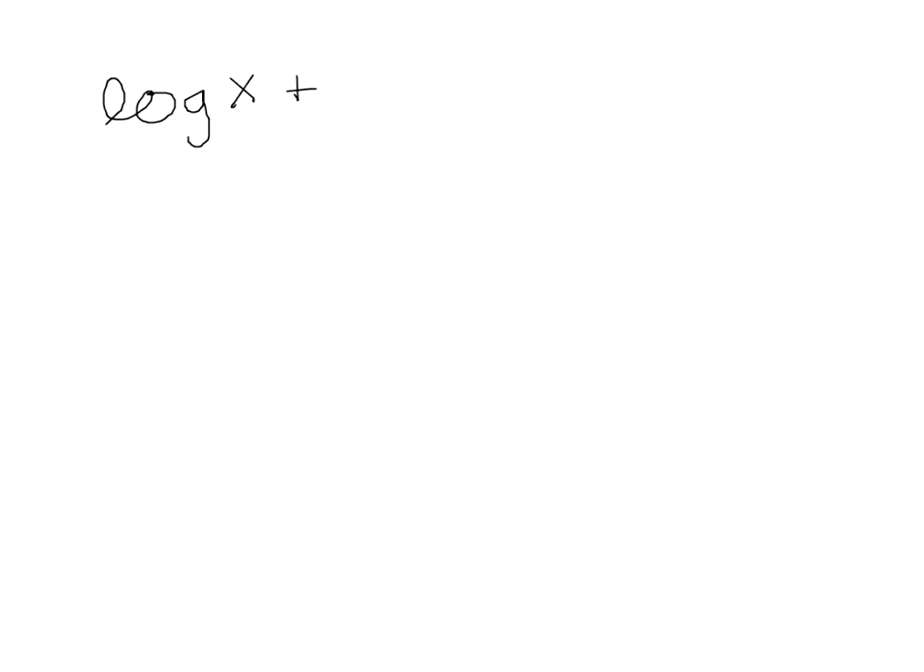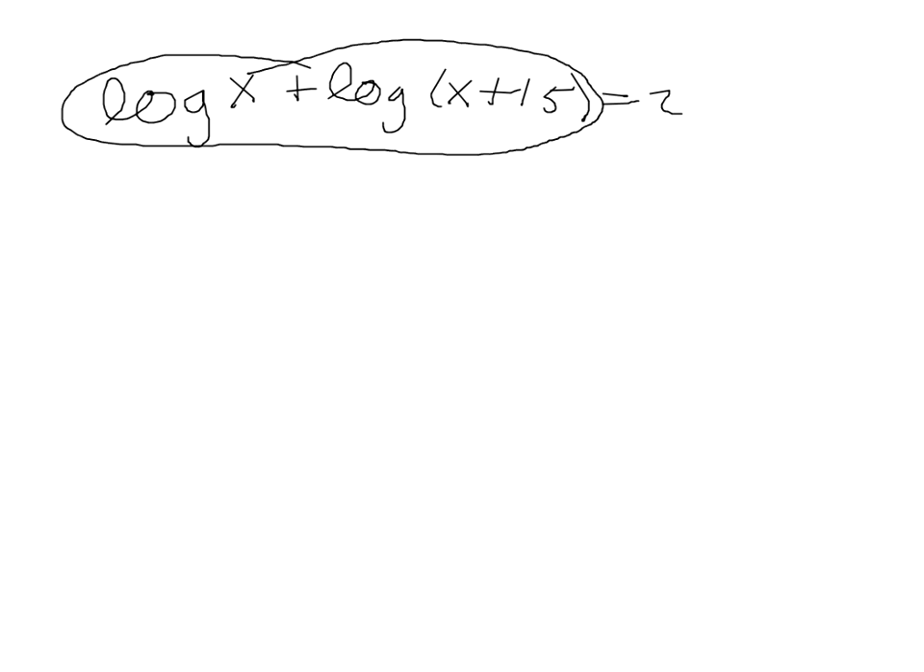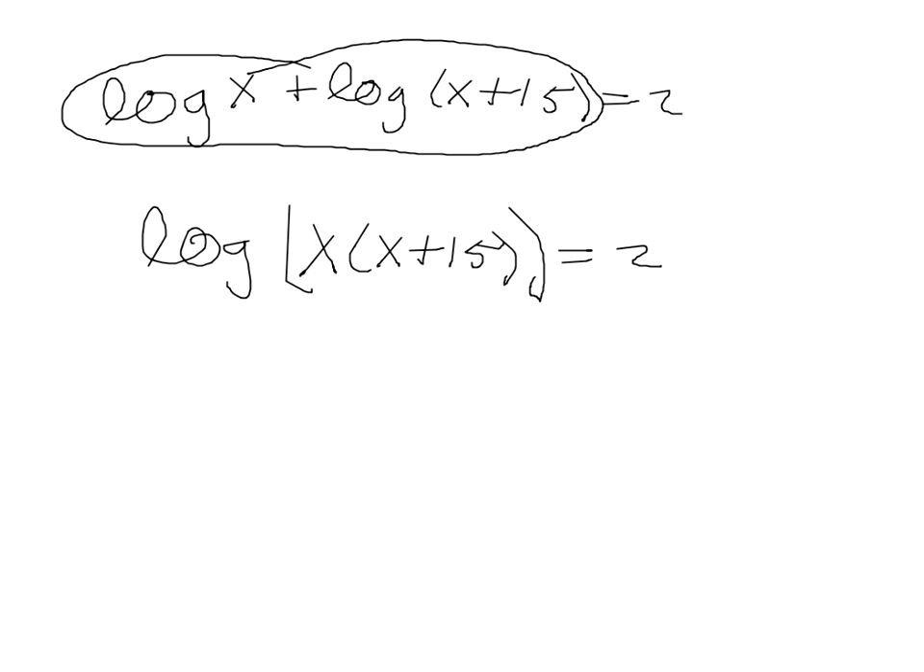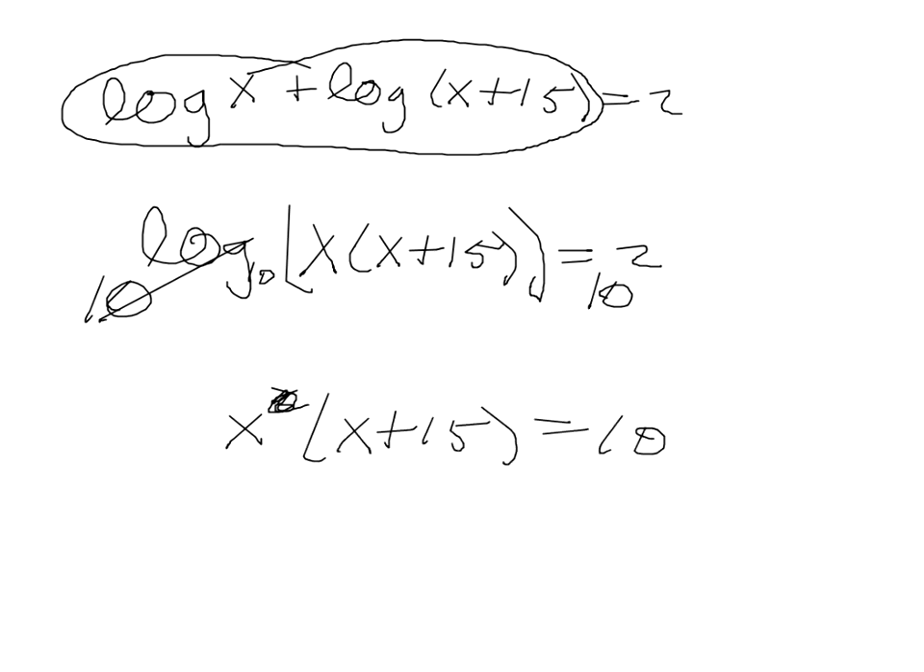Let's look here at log x plus log (x plus 15) equals 2. The properties of logs say that I can rewrite this sum as a product. So the sum of 2 logs becomes the log of x times (x plus 15) equals 2. And now this is the common log, which is base 10. And so I get x times (x plus 15) equals 100.